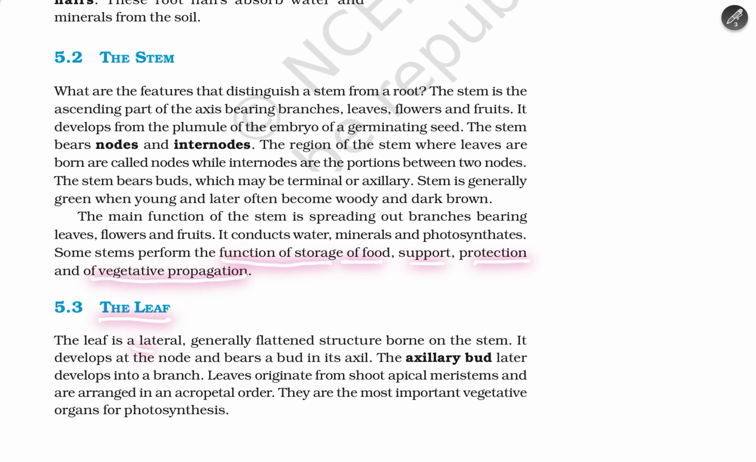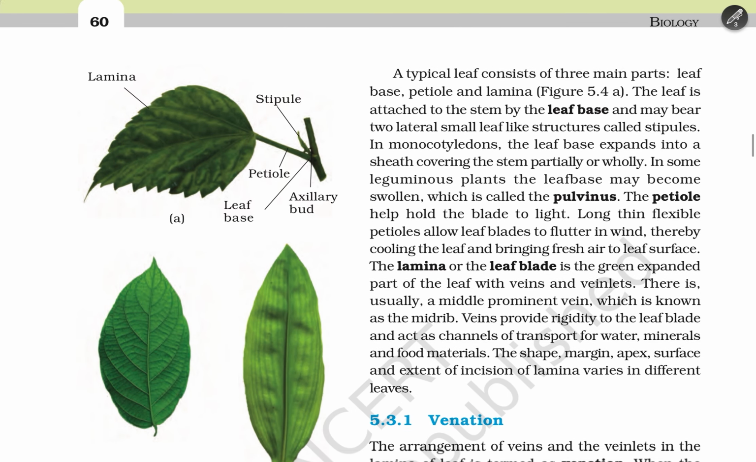The leaf. The leaf is a lateral, generally flattened structure borne on the stem. It develops at a node and bears a bud in its axil. The axillary bud later develops into a branch. Leaves originate from the shoot apical meristem and are arranged in acropetal order. They are the most important vegetative organs for photosynthesis.